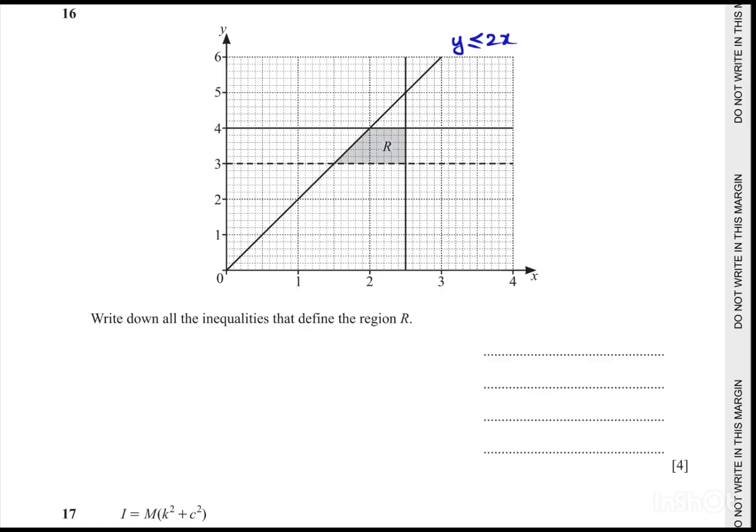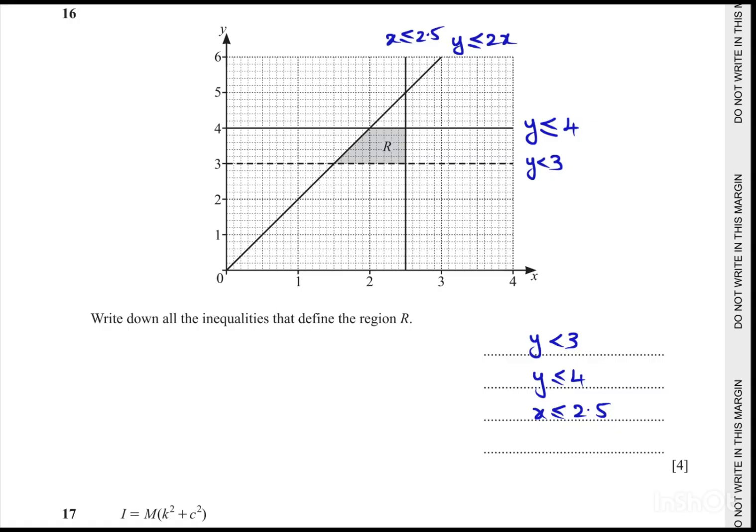Then take this line. It is exactly at 2.5, and it is bold again, but the shaded part is on the left. So x less than or equal to 2.5. Then this bold line passes through 4, and it is shaded below, so y less than or equal to 4, because it is a bold line. Next the dashed line is at 3, so y less than 3.